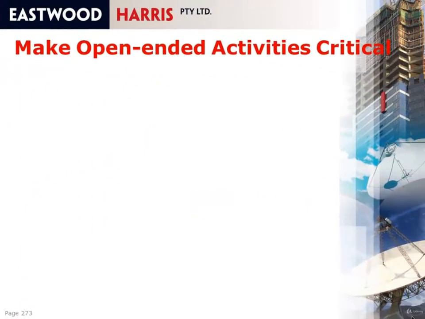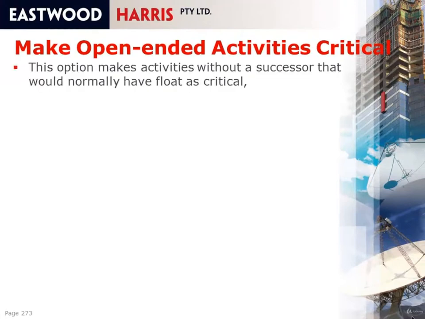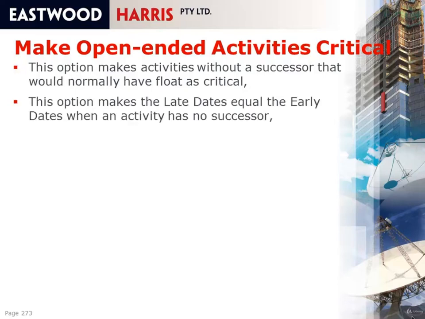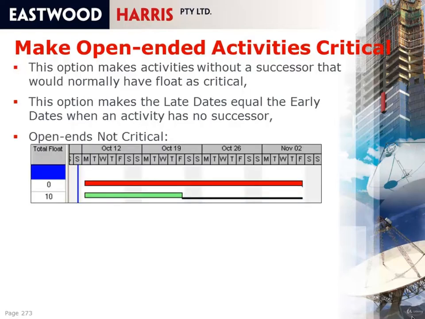Make open-ended activities critical. This option makes activities without a successor, which would normally have float, critical, and it makes the late dates equal to the early dates when an activity has no successor. Therefore, under normal circumstances, if you have a schedule with two activities, as we've got here, this one that doesn't have a successor will show float. So this is when open ends are not critical.